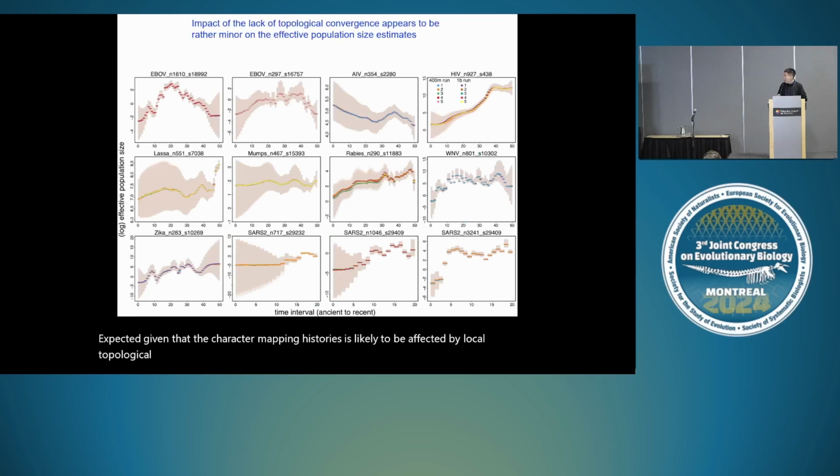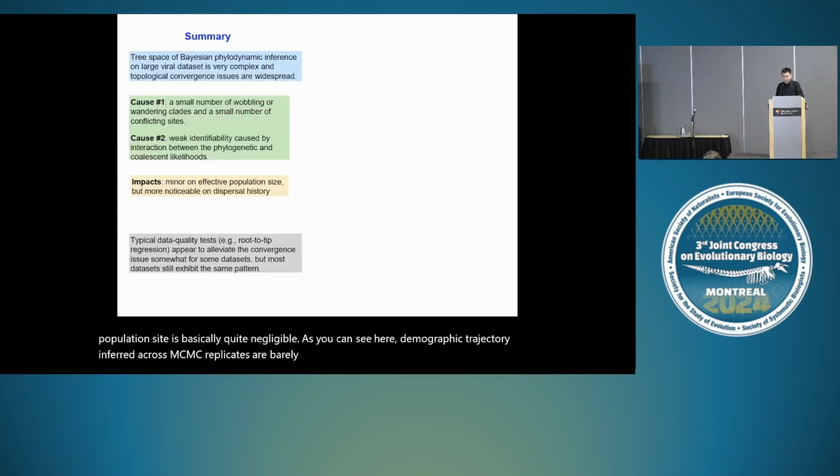However, to end on a more positive note, the impact on effective population size is basically quite negligible. As you can see here, the demographic trajectories inferred across MCMC replicates are barely distinguishable. All right, so here is the take-home message, but I don't think I have time to repeat it.